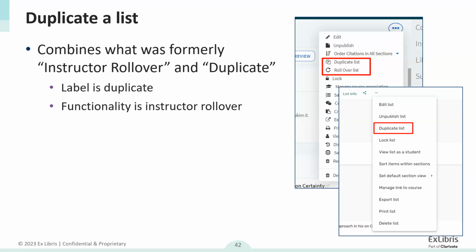Separately, we also got a lot of feedback from libraries about the fact that creating a copy through Rollover worked differently than creating a copy through Duplicate.